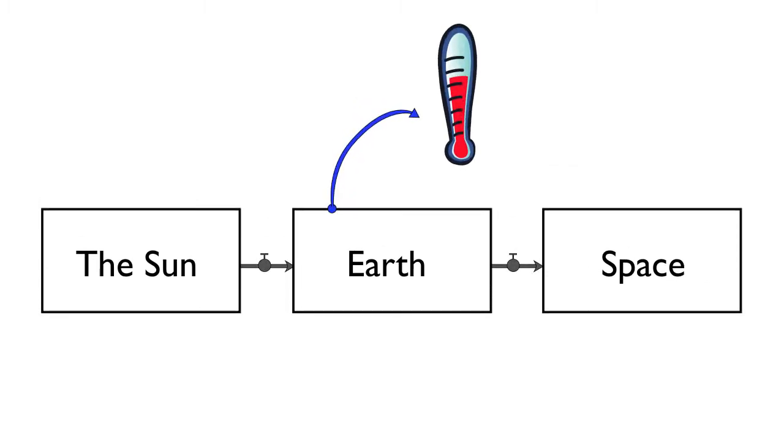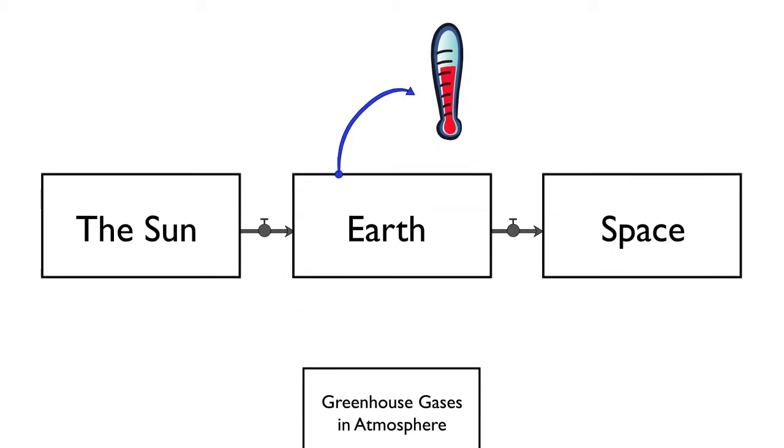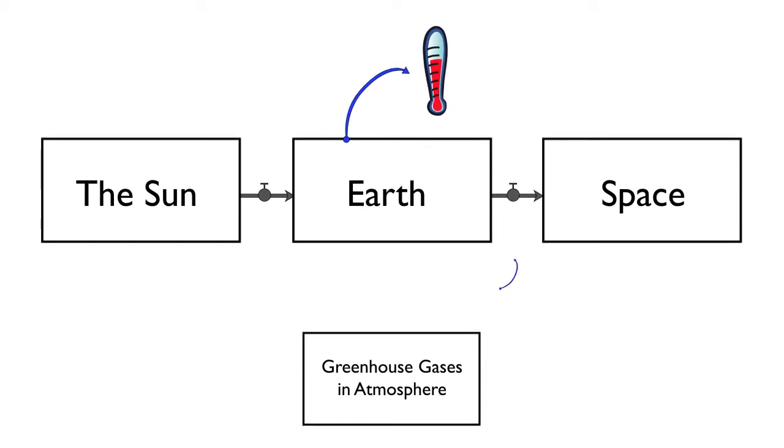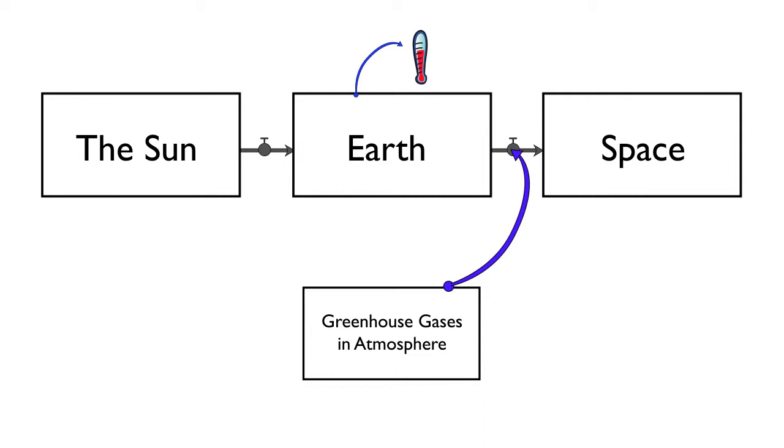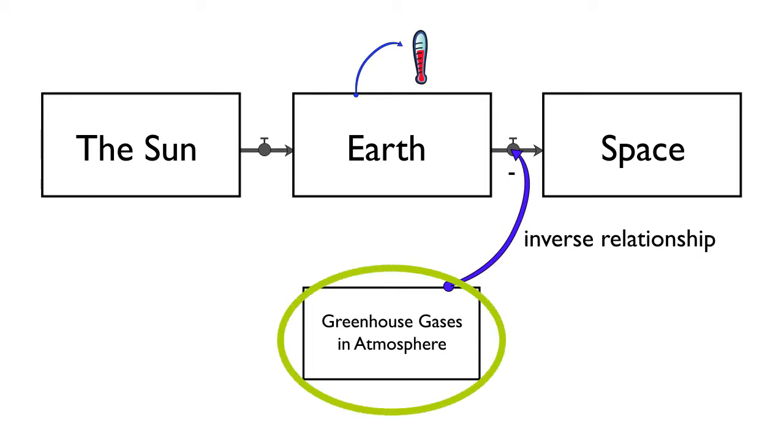system. Now, the rate at which that energy radiates back into space is a function of the amount of carbon dioxide and other greenhouse gases in the atmosphere, which is represented by this second stock and flow structure. This stock, concentration of greenhouse gases, will influence the rate at which radiation escapes the Earth. In other words, the more greenhouse gases, the more energy that will be trapped at the Earth's surface. Another way to say this is that there's an inverse relationship between the stock, greenhouse gases, and the flow of energy out of the system.